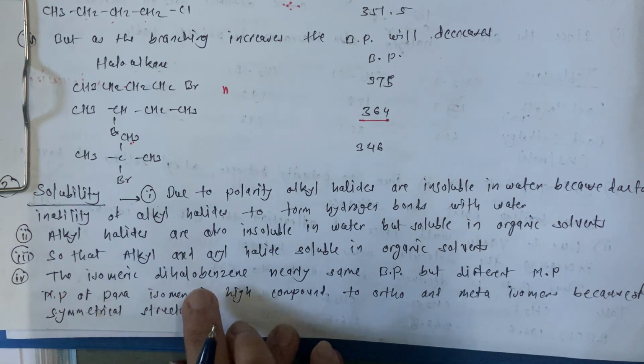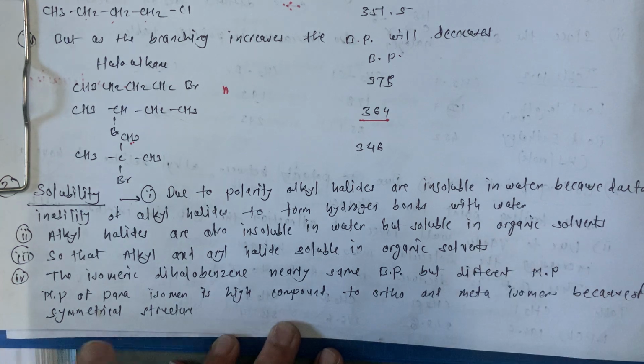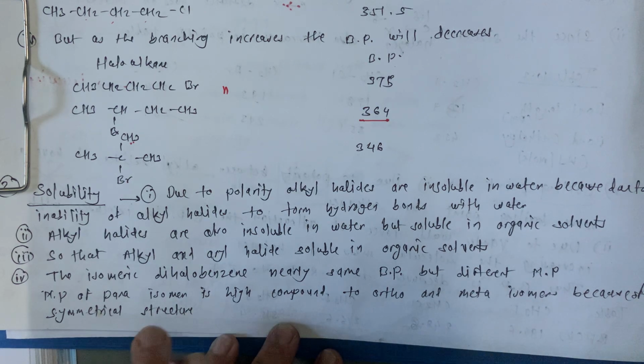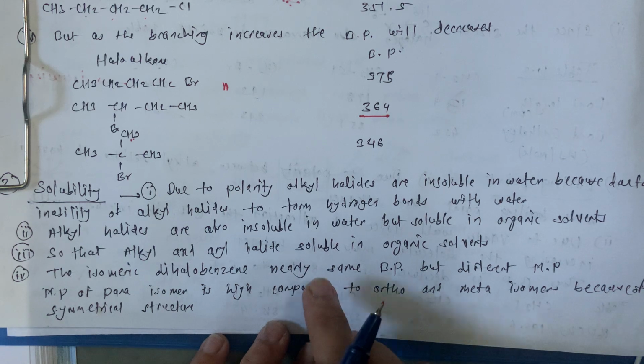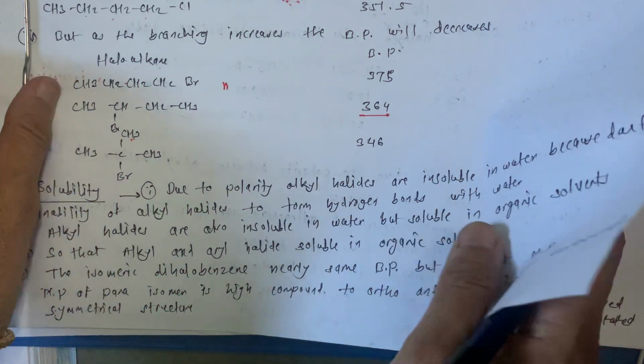The isomeric dihalobenzenes have nearly the same boiling point but different melting points. The melting point of the para isomer is high compared to the ortho and meta isomers because of its symmetrical structure. This is a new point given in our new syllabus. Okay, so what is that? See here.